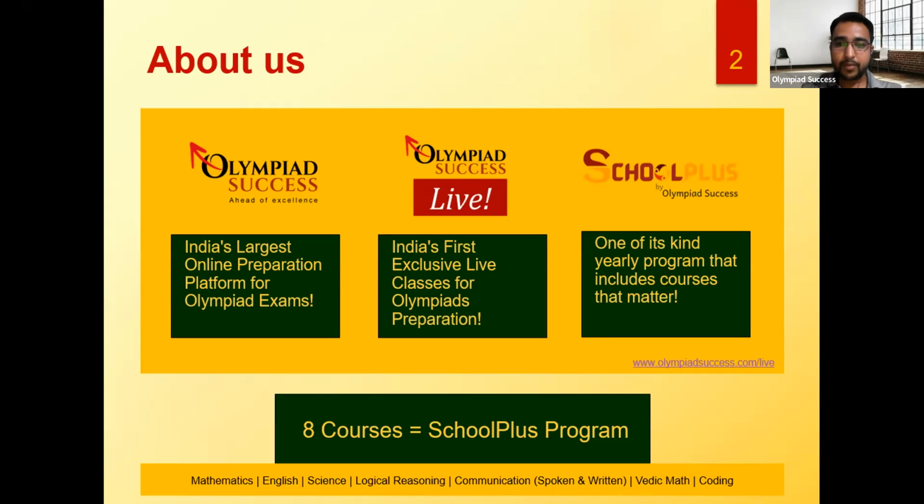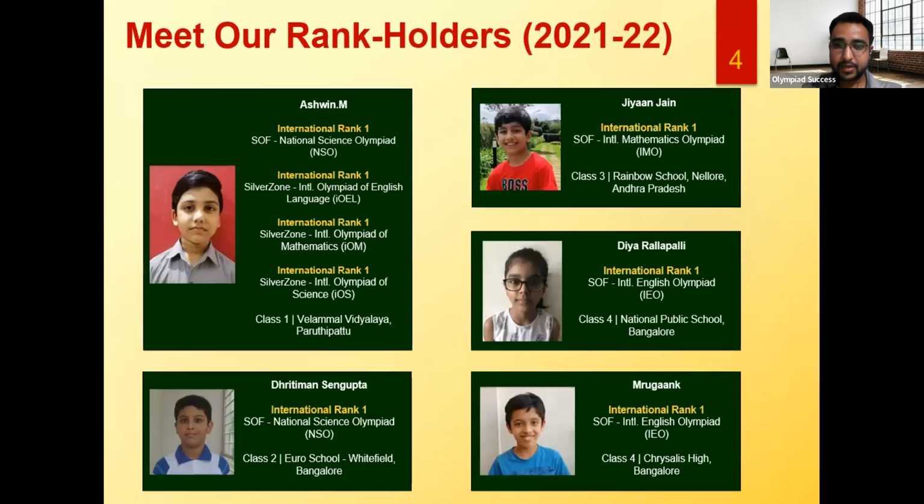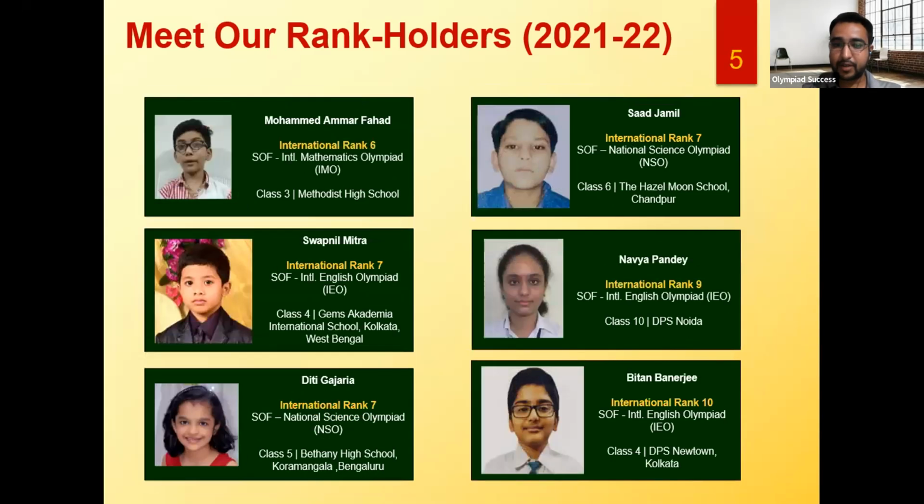Students, we have the School Plus program. In the School Plus program, we offer 8 courses: mathematics, English, science, logical reasoning, communication, spoken and written both, Vedic maths, and also coding. We also provide online CBSE Plus Olympiad classes for grades 6 to 10, and one-on-one preparation classes for International Mathematics Olympiads like CESMO, CMO, Hong Kong International Mathematics Olympiad, TIMO, Maths Count, US Math Competition, Math Kangaroo, PRMO, and also JEE Main preparation classes. Meet the rank holders for session 2021. We got international rank 1. Many students in Olympiad Success got international rank 1.